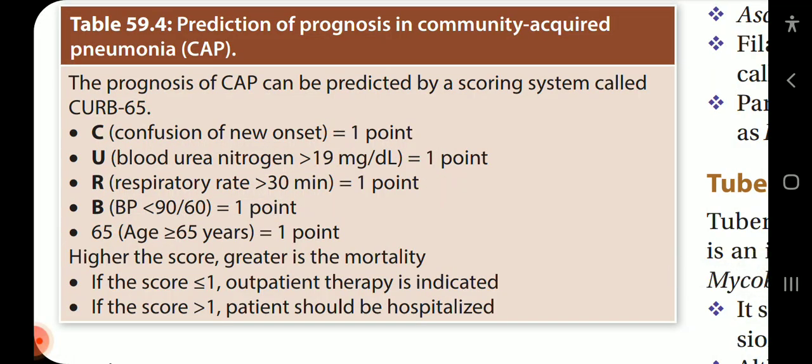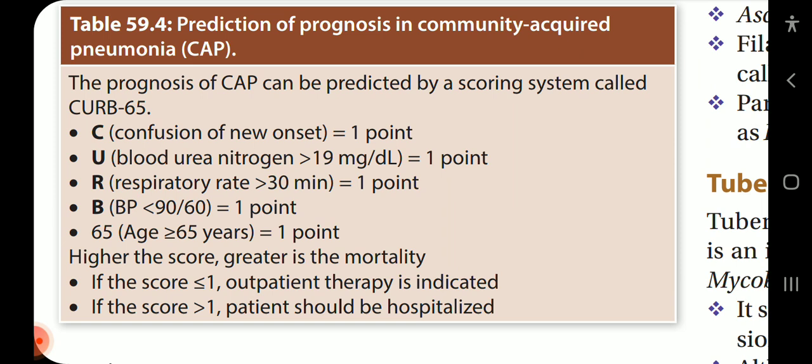C is for confusion of new onset, 1 point. U is for blood urea nitrogen more than 19 mg per dL, 1 point. R is for respiratory rate more than 30 per minute, 1 point. B is for BP less than 90 upon 60, 1 point. And 65, age more than or equal to 65 years, 1 point. This is together called CURB-65.